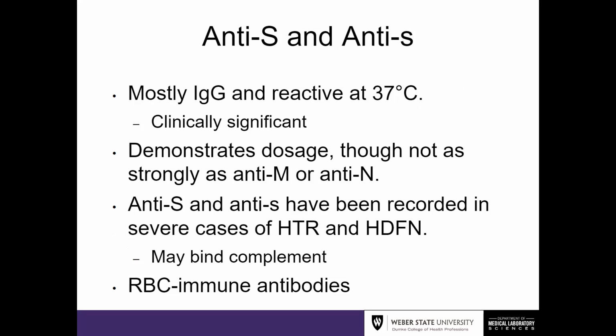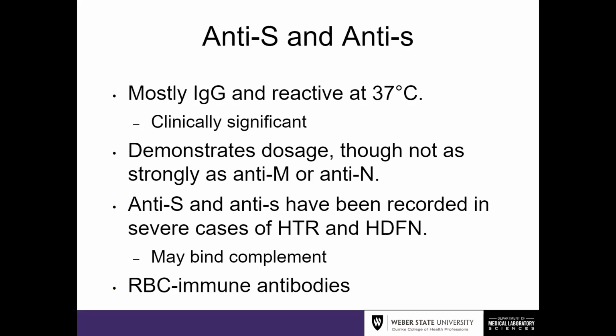Okay, moving to the big S, little s antibodies. These are mostly IgG antibodies, and they are reactive at 37 degrees Celsius, meaning that they are clinically significant antibodies. So these antibodies also demonstrate dosage, but not as strongly or avidly as an anti-M or an anti-N antibody. So with anti-S and big S and little s, these are serious antibodies when they are found. They have been recorded in very severe cases of hemolytic transfusion reactions and cases of hemolytic disease of the fetus and newborn because they are of the IgG subclass.